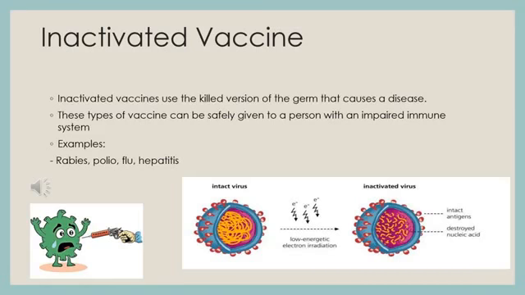Inactivated vaccines are created by inactivating a pathogen, typically using heat or chemicals such as formaldehyde or formalin. This destroys the pathogen's ability to replicate, but keeps it intact so that the immune system can still recognize it.